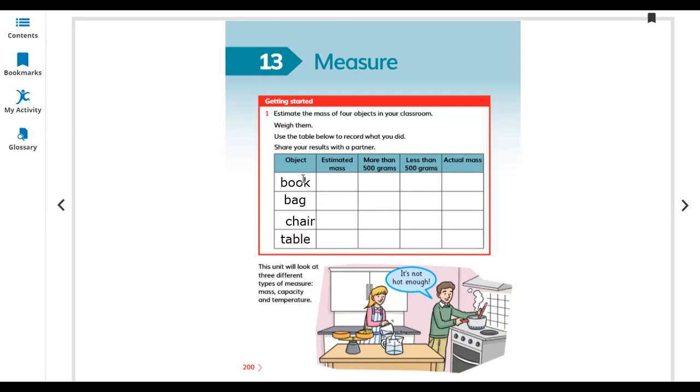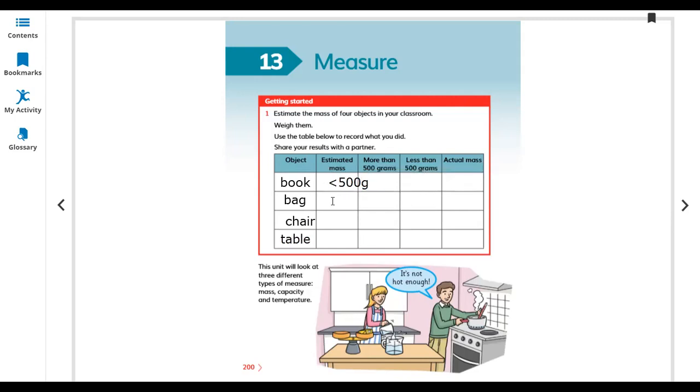So you're estimating whether the book is more than 500 or less than 500 grams. Book, obviously it's less than 500 grams, so you can write here less than 500 gram. Or we can also write the symbol for less than 500 gram.